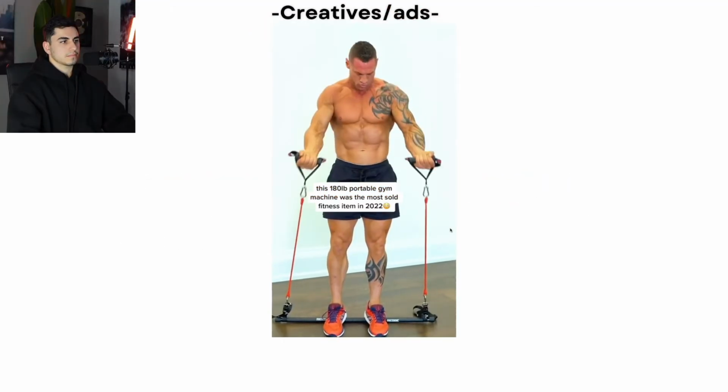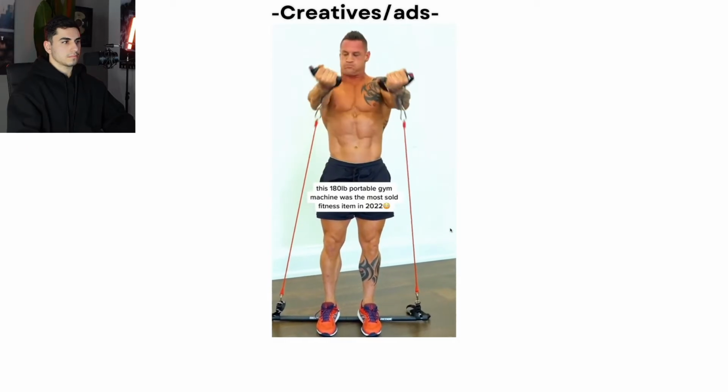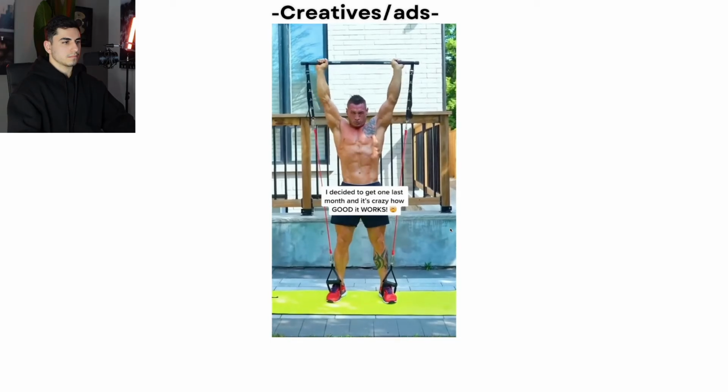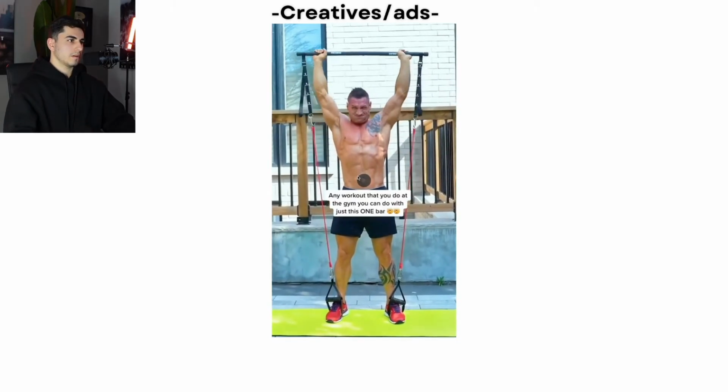This 180-pound portable gym machine was the most sold fitness item in 2022. Decided to get one last month, and guys, it's crazy how good it works. Okay, so right off the bat, there's like some dude like lifting this thing, right? It's like a big hook. And then it shows the product in action. It shows how people can use it, right? It shows authority, all these different things.